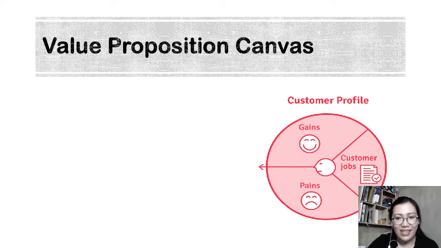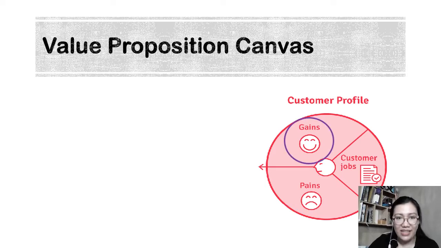The second is the pains. Pains describe bad outcomes, risks, and obstacles related to the customer's job. Based on the customer profile, you can identify what negative or frustrating outcomes or experiences might be associated with the described jobs. Since the perception of negative experiences differs across versatile categories of users, it is better to cover as many pains as possible.